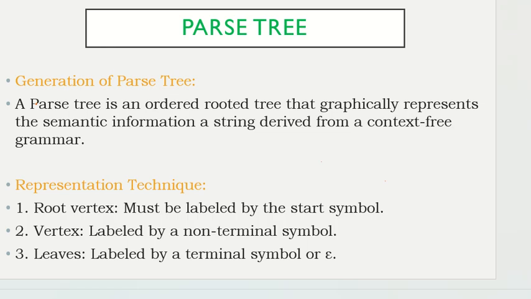Now we will discuss what is a parse tree. In compiler design, a parse tree, also called a derivation tree, is a tree representation that shows how a string is derived from the start symbol of a context-free grammar by applying production rules. A parse tree represents the syntactic structure of a string according to a context-free grammar.